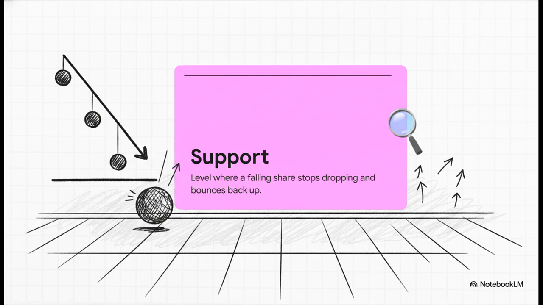Support is essentially the floor. It's that specific price level where a falling share just stops dropping and bounces right back up. Imagine a rubber ball hitting the ground. The price falls down to this range, the buyers eagerly step in, and the price just consistently refuses to go any lower. By connecting these bounce points on your chart, you map out a very clear trend line of support.